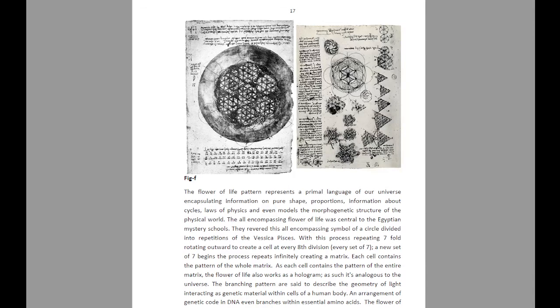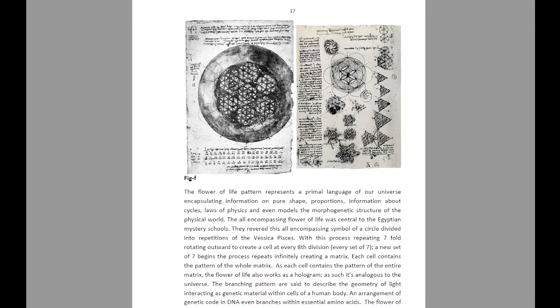This process repeats sevenfold, rotating outward to create a cell. At every 8th division, every set of 7, a new set of 7 begins. The process repeats infinitely, creating a matrix. Each cell contains the pattern of the whole matrix. As each cell contains the pattern of the entire matrix, the flower of life also works as a hologram, and as such it's analogous to the universe.